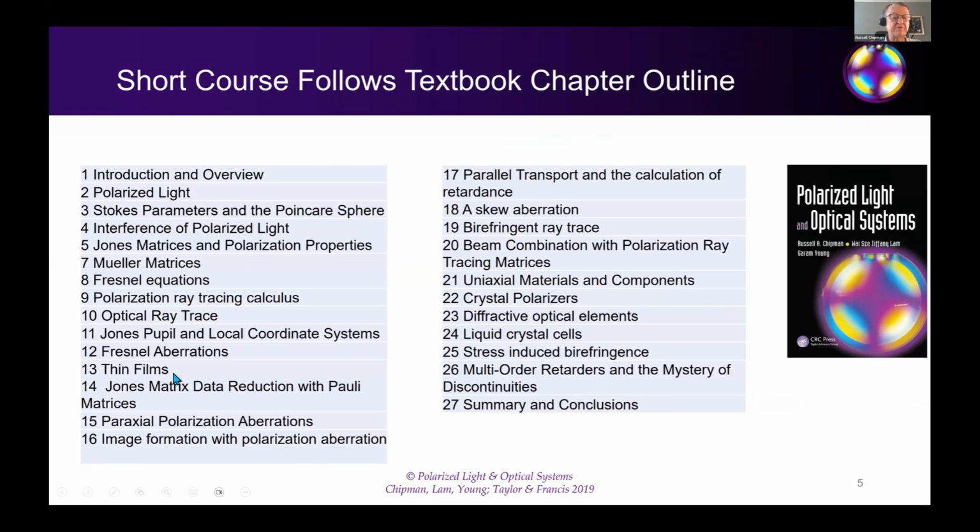The first third of the textbook covers polarization calculus and how we do polarization calculations before getting into ray tracing and aberrations around chapter 10. The next part of the book is then how we do the ray tracing, the real mechanics of calculating polarization aberration. And the last part of the book talks about the different models that we have in polarization optical design: anisotropic materials, uniaxial materials, crystal polarizers, gratings, holograms, liquid crystal cells, stress-induced birefringence, and the like.